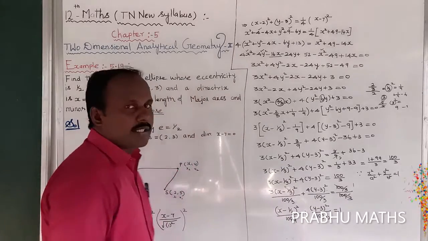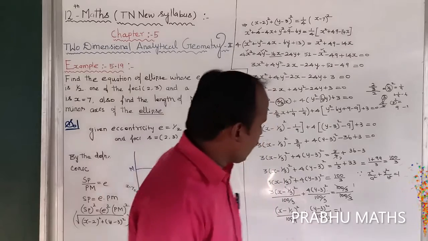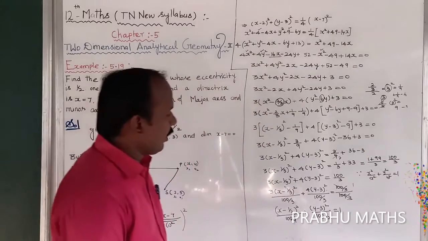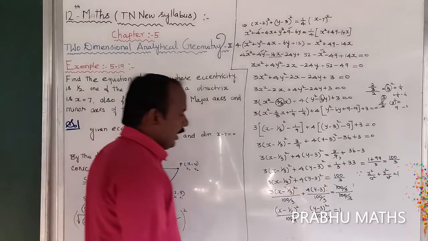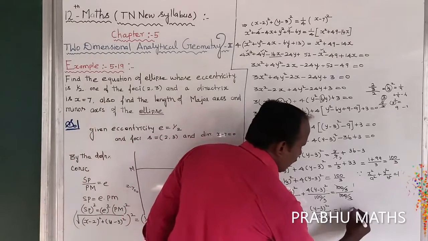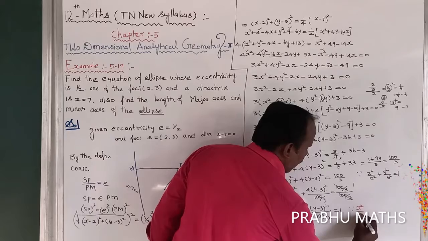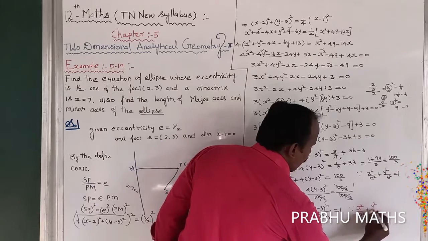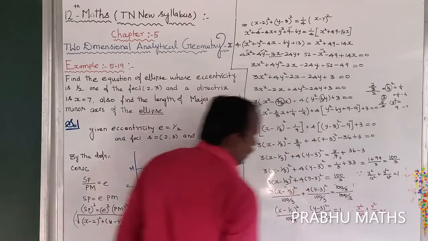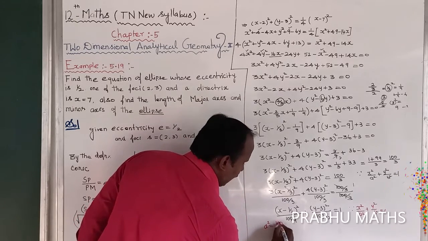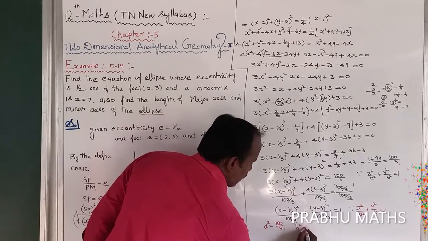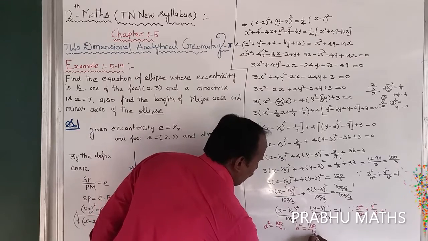The biggest number is 100 by 9. The lowest number is 100 by 12. So this is the general form of the ellipse. Since the general form of the ellipse is x square by a square plus y square by b square is equal to 1, now a square is equal to 100 by 9. Next, b square is equal to 100 by 12.